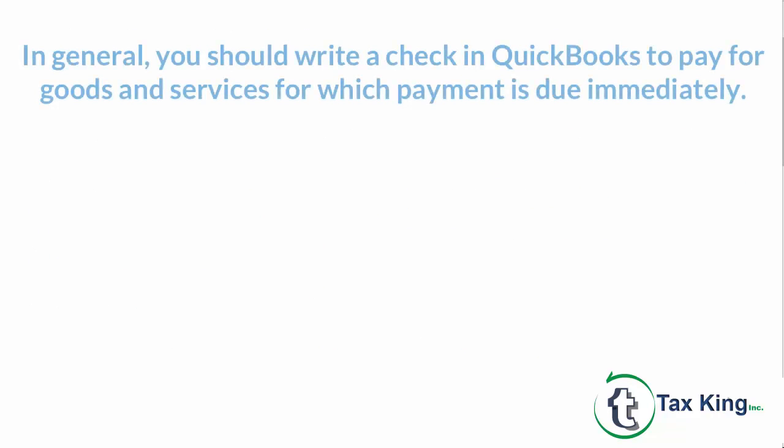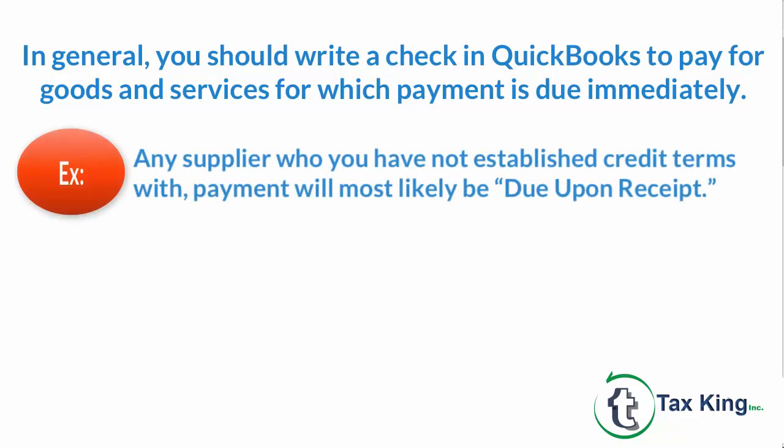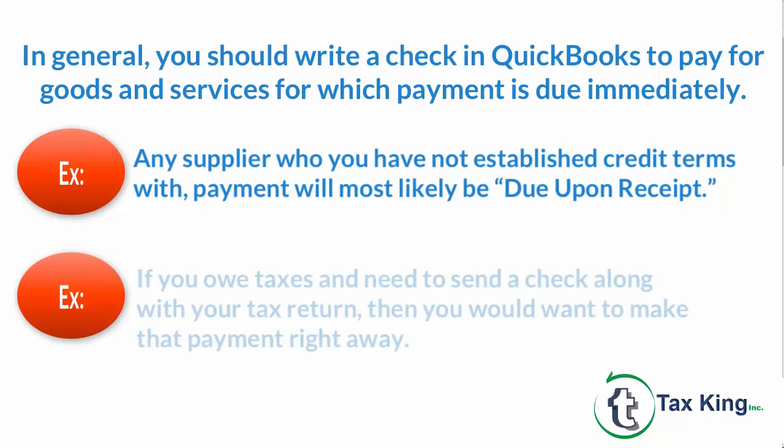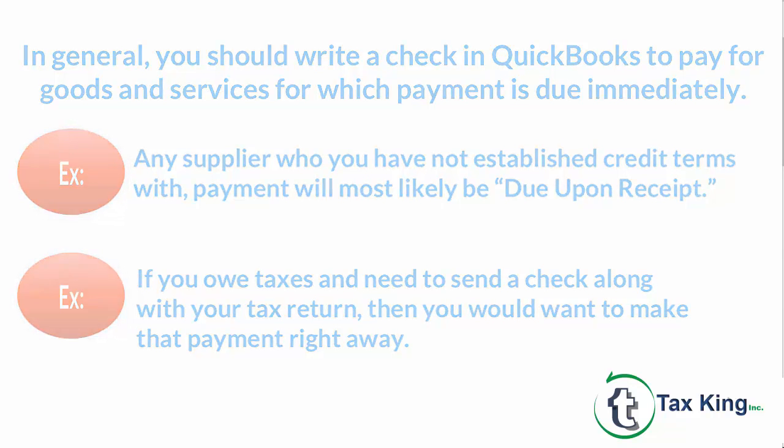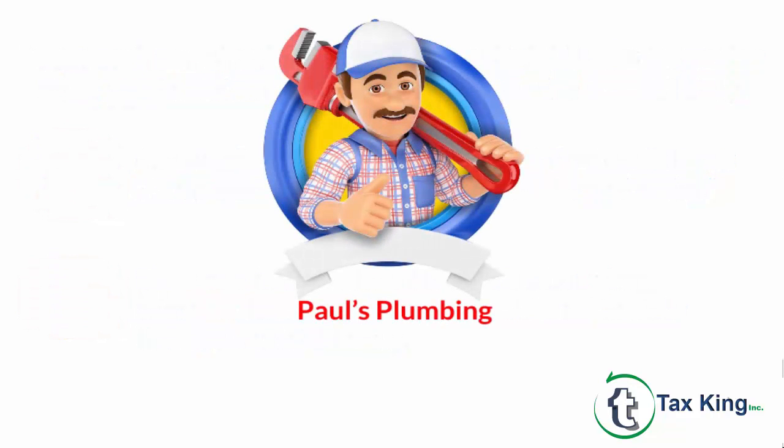In general, you should write a check in QuickBooks to pay for goods and services for which payment is due immediately. For example, for any supplier who you have not established credit terms with, payment will most likely be due upon receipt. Similarly, if you owe taxes and need to send a check along with your tax return, then you would want to make that payment right away. For the purposes of this video, we will use a fictitious company called Paul's Plumbing. As you view this video, think about how the information might differ for your business.